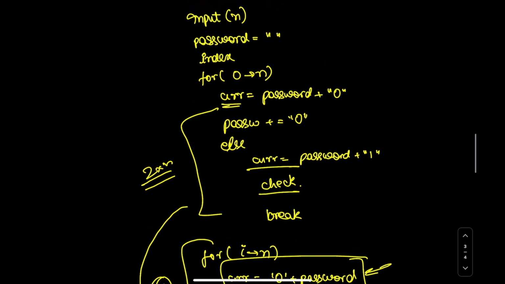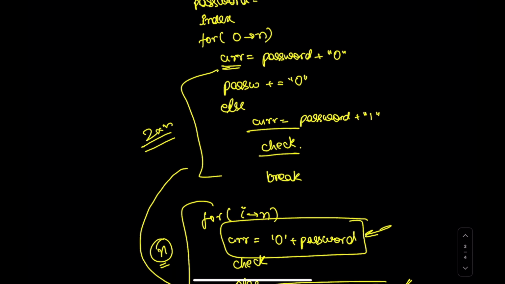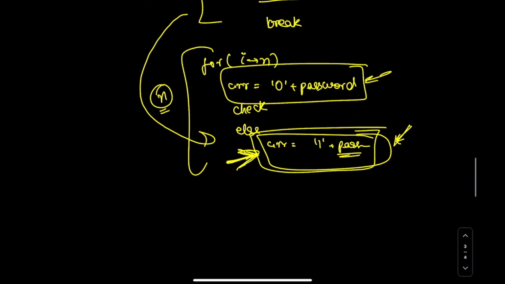Like for each one we'll be checking. We'll check twice for this, after appending a 0 and after appending a 1. But here we'll only check once. Like if it's a 0, then it's a 0, otherwise it's a 1. Let's code it up now.